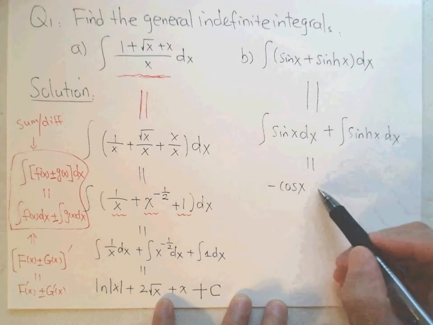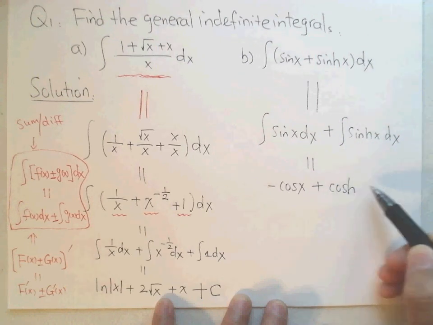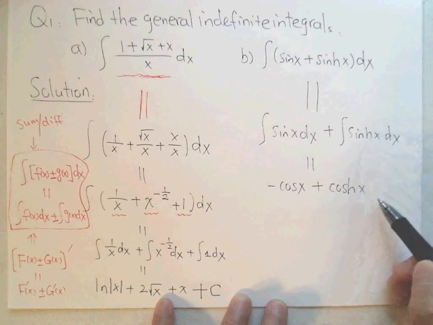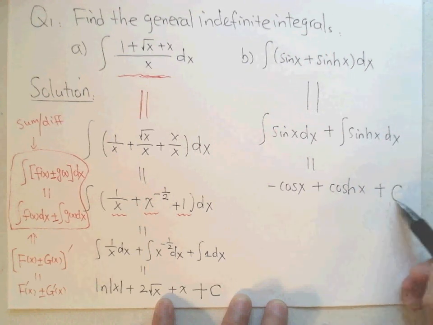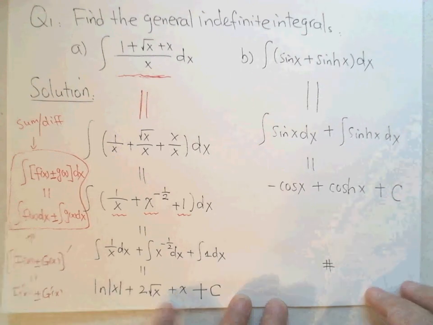For sinh x, the antiderivative is exactly cosh x, hyperbolic cosine x. Taking its derivative gives sinh x. Don't miss the last, plus c. Okay, that's all. Thank you.